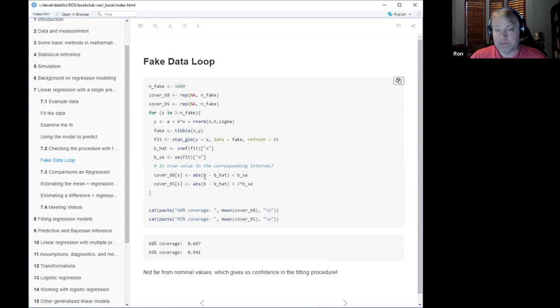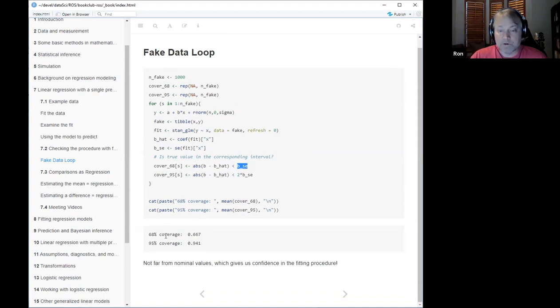Is the coverage correct? I should expect to see that 68% of the time I get values within one standard deviation, and 95% of the time I get values within two standard deviations of the truth, right? That's the B here. So just to look at this line in a little more detail, to make sure it's clear: for each simulation, I take the fit slope, B hat, and subtract it from the truth. That's the absolute deviation from the truth, and I compare it to the standard error that I get from the fit as well. If it's within, then it's truly in the coverage. If not, then it's not in the coverage.